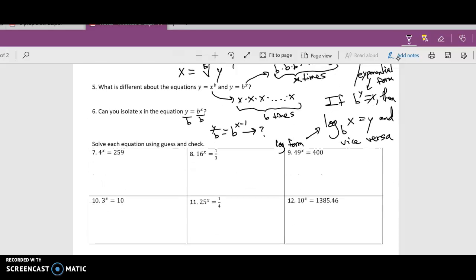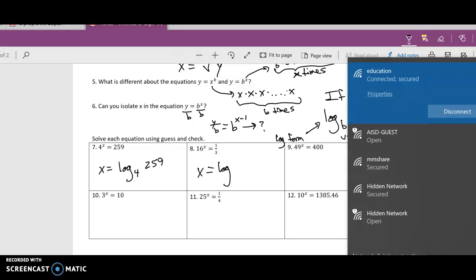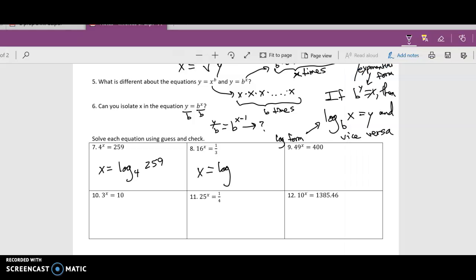Let's solve some of these. So if we're solving for x, x is going to be equal to log base 4 of 259. One way to think about this is your base in the exponential is a 4 here. Your base of your log has to match that, right? And you know that what you're solving for when you take the log is that variable. So our base is 16. The only other number here is 1/3.